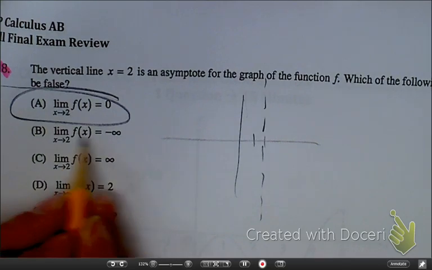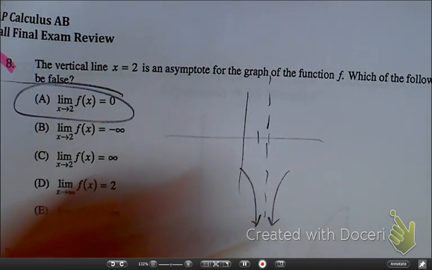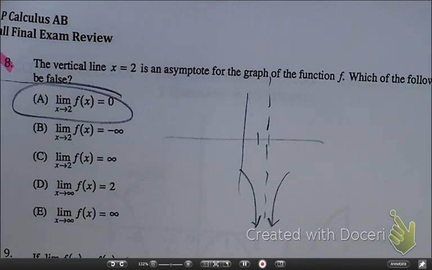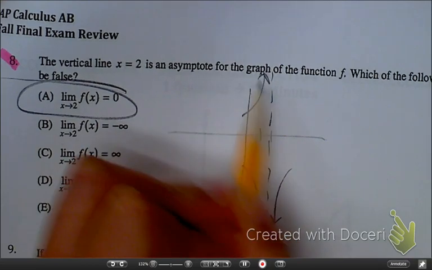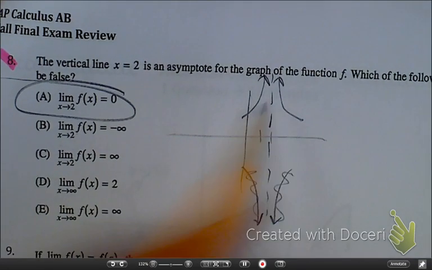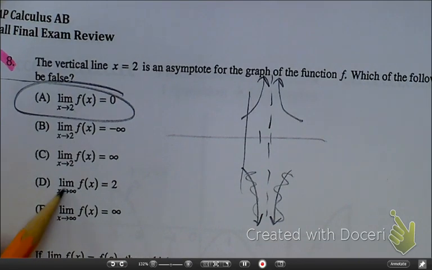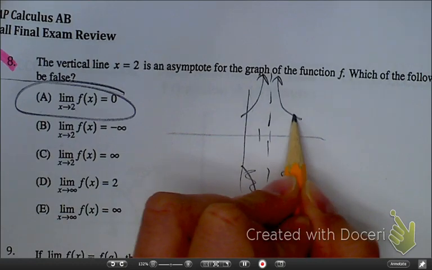The limit as x approaches 2 equals negative infinity. Sure, if both ends go down, that shows an example where the limit is equal to negative infinity. Part C, the limit as x approaches 2 equals positive infinity. Sure, if both ends had gone up instead of down, then we would have the limit equaling infinity. Part D, the limit as x approaches infinity equals 2. Sure, that's talking about a horizontal asymptote.